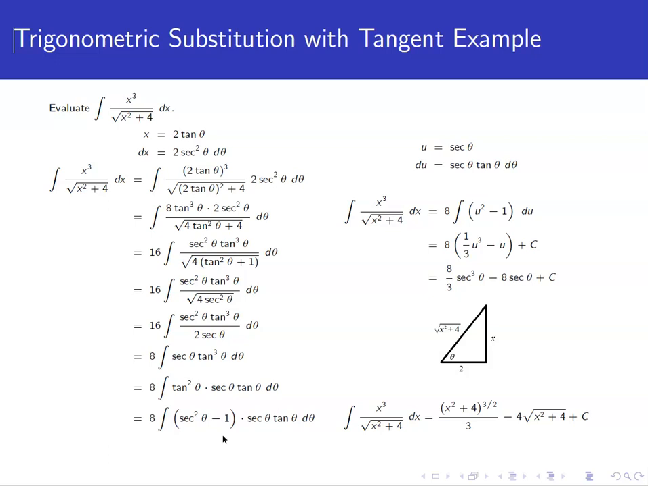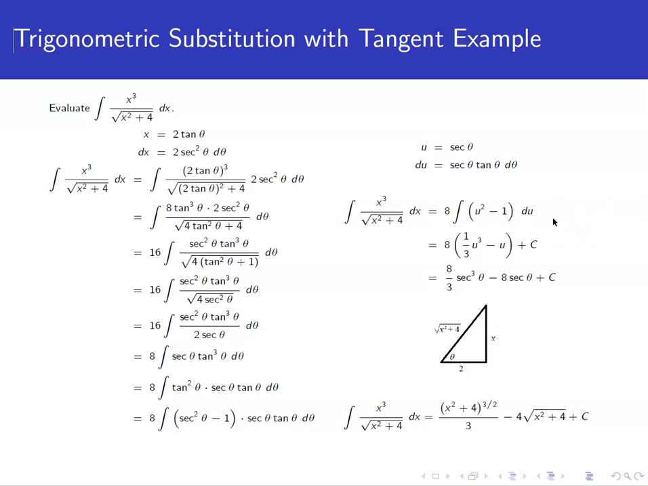We now notice that we have an odd power of tangent. So we're going to pull off a secant theta and a tangent theta for du, and convert the rest of the tangents over to secant. When we pull off the one tangent, we're left with tangent squared, which we can replace with secant squared minus 1. So this integral at the bottom is 8 times secant squared theta minus 1 times secant theta tangent theta d theta. Now we'll let u equal secant theta, so du is secant theta tangent theta d theta.